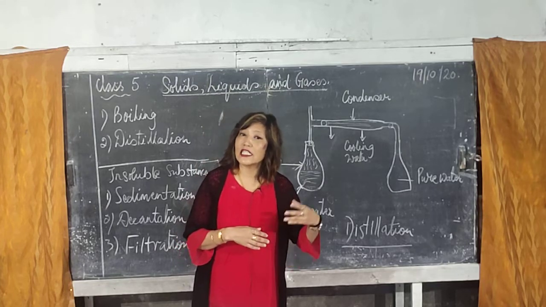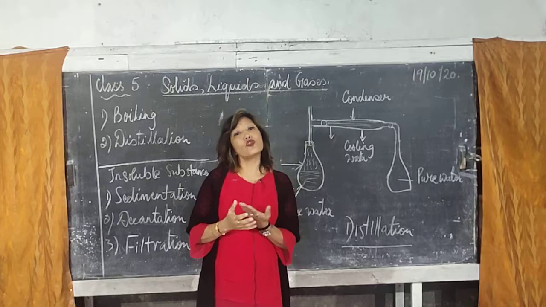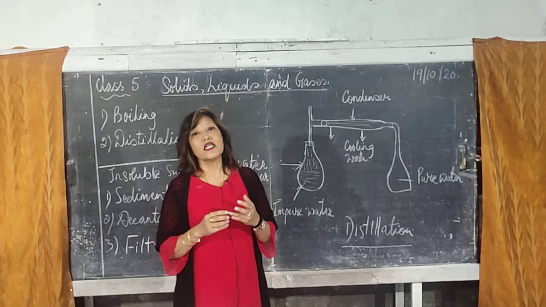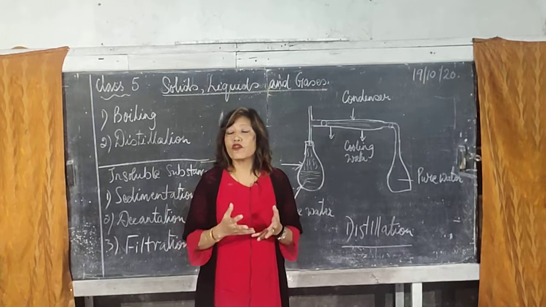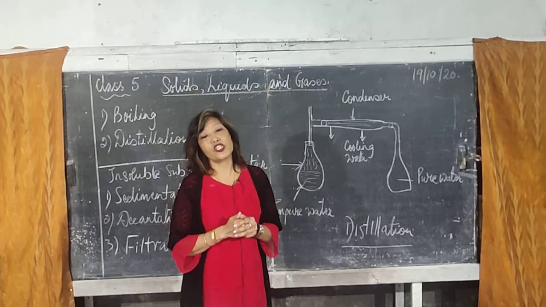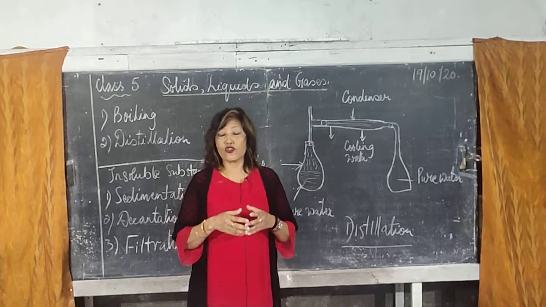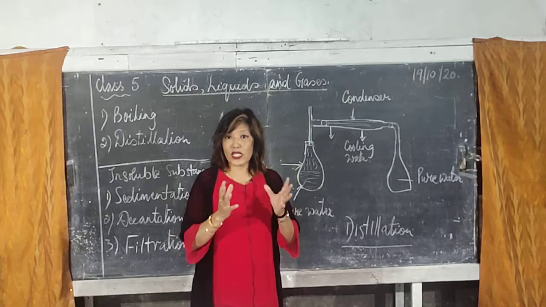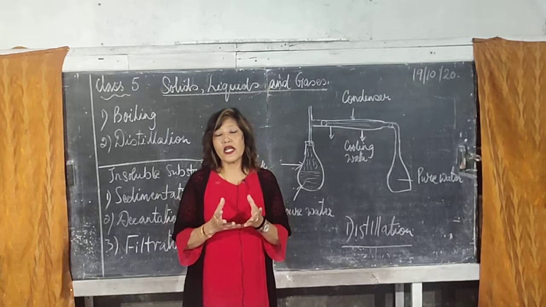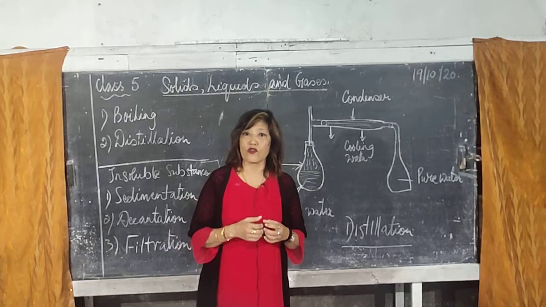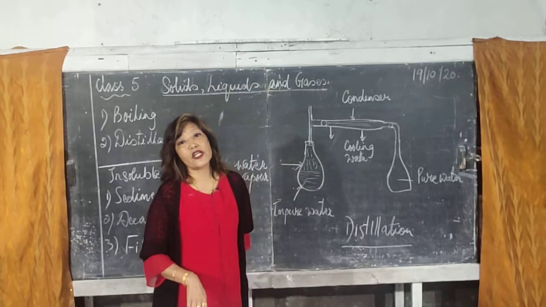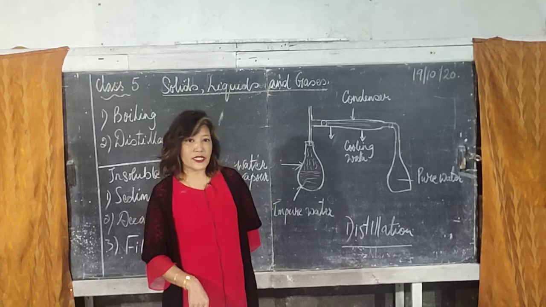Now what you have already learned in the previous class is there are two types of substances. One is soluble and the other one is insoluble, right? Soluble substances can easily get dissolved in a liquid, insoluble substances cannot dissolve in a liquid. So today we are going to discuss the separation of soluble substances from a liquid and separation of insoluble substances also from a liquid. The first one we are going to discuss is separation of soluble substances.